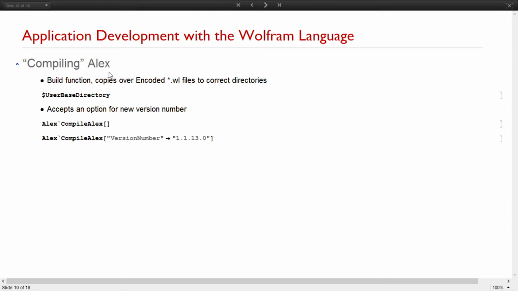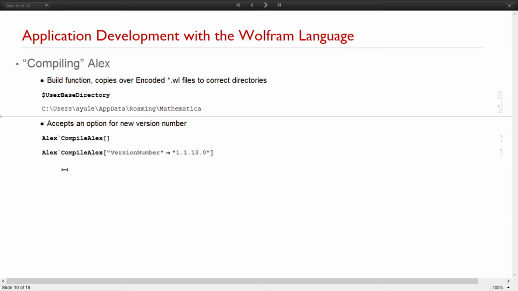So all of us have written Mathematica code. We know that there's no compiling, and that's what's great about it. I did want to have something that would allow me to build ALEX, and what it basically does is I wrote this function that compiles ALEX, and it takes the file as a package, and it moves it over to the appropriate user base directory for Mathematica and for the CDF player. And then in the process, it encodes it so that it's protected and you can't view it in raw text form. And what it also will do is update a version number that I can maintain separate from the utility. And then if I want, it has an option that it'll accept its own version number. So if I want to increment the next version number, I can do that manually.